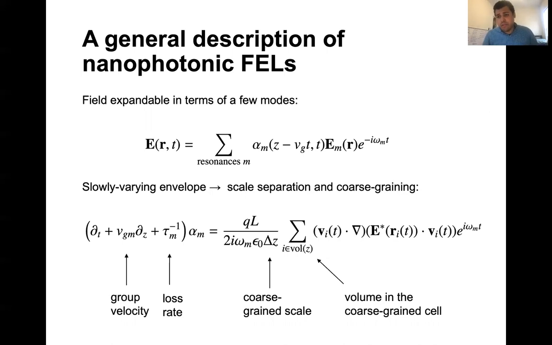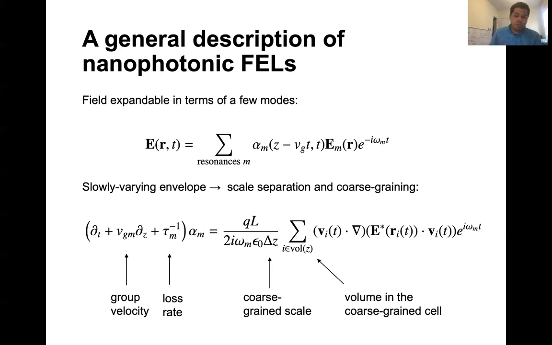And then I can look at a coarse grain system, and when I do that, I get a very simple equation for my envelope function. So on the one hand, on the left-hand side, I just have this envelope equation that propagates at the group velocity of the mode. And on the right-hand side, this is the influence of the electron beam on that mode through emission processes. And so what you see here is basically a sum over positions in each chunk of the electric field evaluated at the position of each electron.